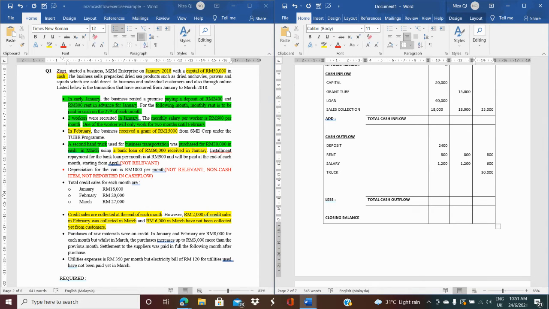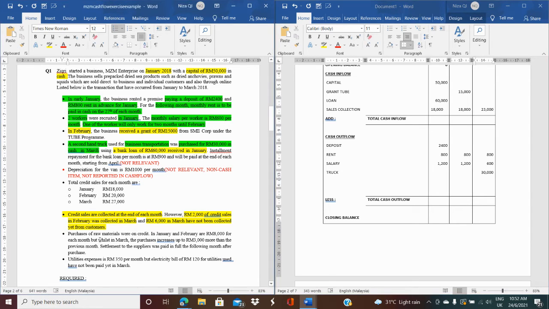Then we move on to the next information. This is about purchases of raw material. So this is cost of goods sold. So what does it state? Purchase of raw materials were on credit in January and February. It says that purchase of raw materials were on credit. So ini bermaksud pembelian raw material adalah secara hutang. So in January and February, the amount of purchase is 8,000 for each month. But once in March, the purchase increases up to 3,000 more than the previous month.